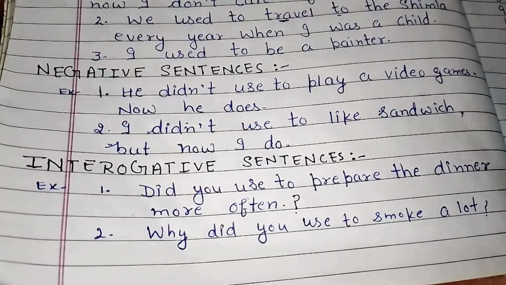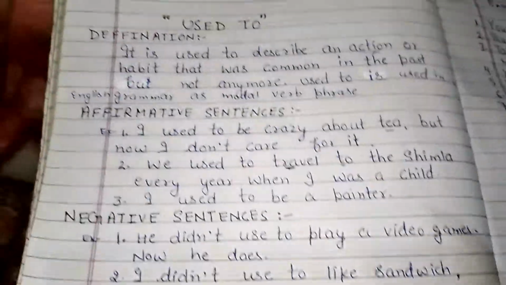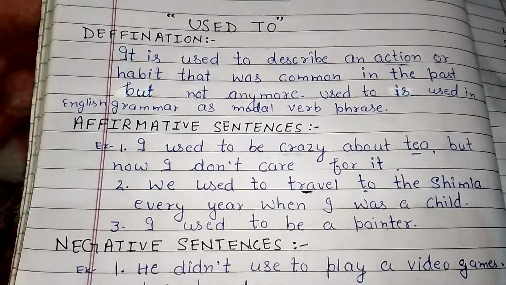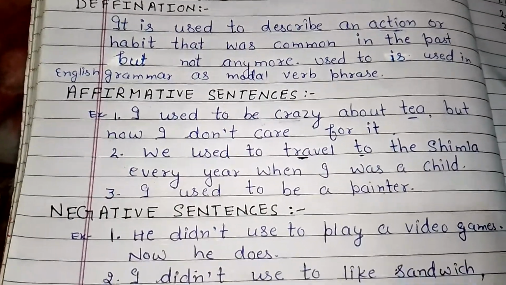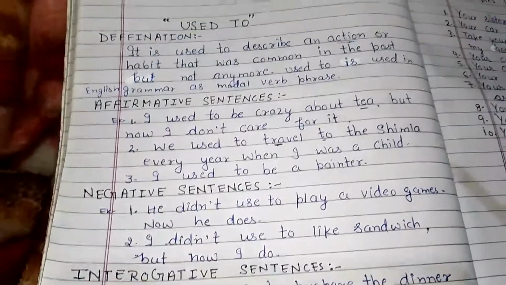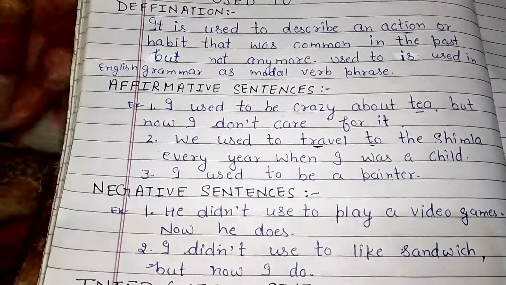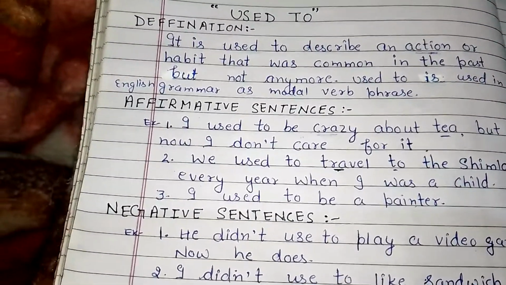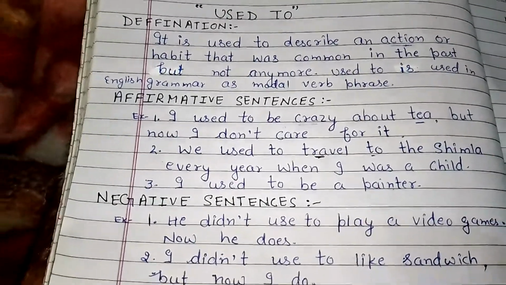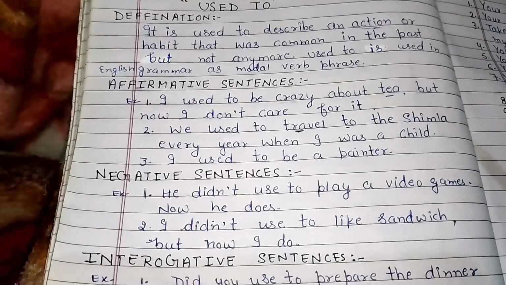These are all examples which describe the definition of "used to". I hope you get all this explanation, what "used to" is, and how we use it in affirmative, interrogative and negative sentences.